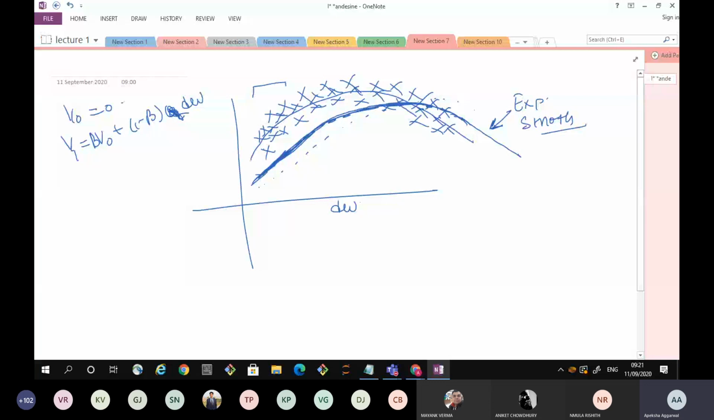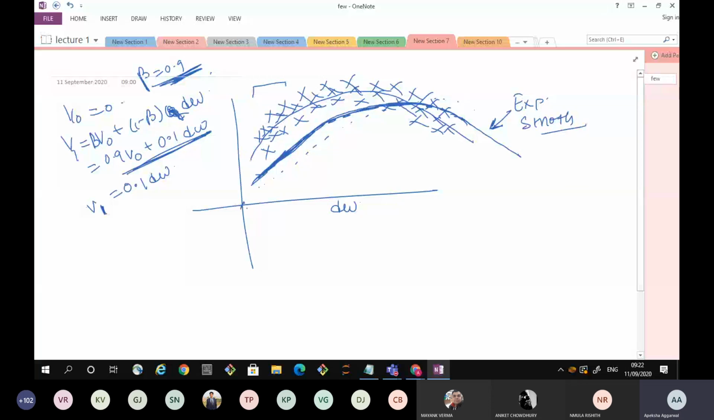So it would be 0.9 V naught plus 0.1 dW. I'll write this equation to avoid confusion. If I keep my beta at 0.9, which is what we generally keep in practical situations, you can see that V naught is 0, so it would be only 0.1 into dW. So V1 would start from here.